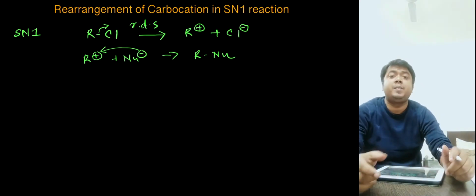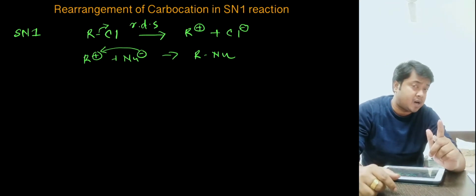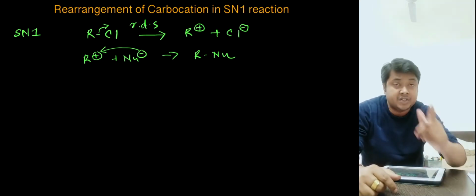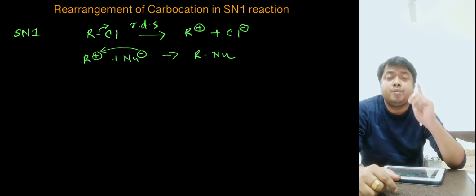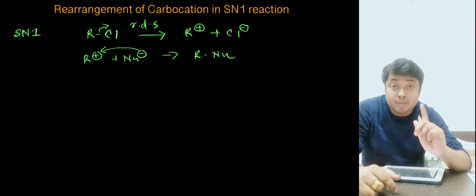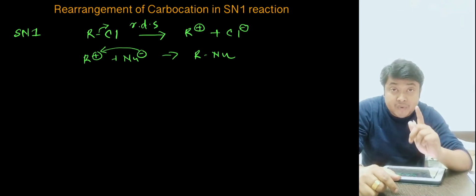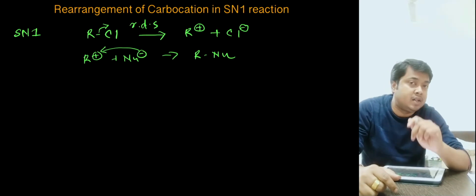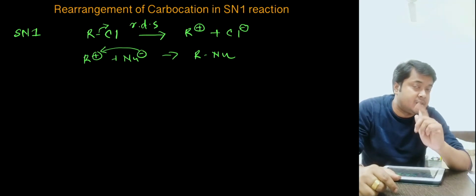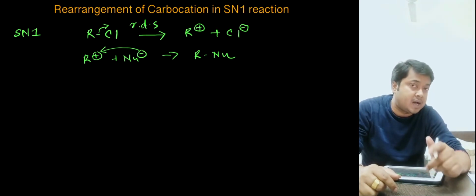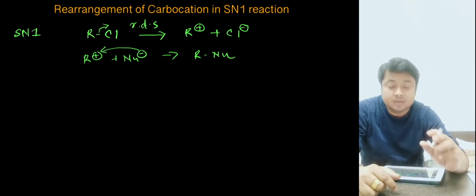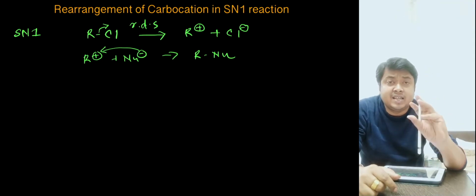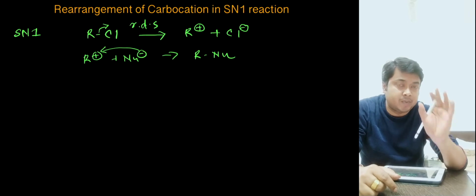Students, the fundamental criteria of rearrangement of carbocation, you must know or you must remember that a more stable carbocation should be formed from a less stable carbocation. This is the principle of rearrangement of carbocation. Through some structural changes, rearrangement of carbocation takes place.